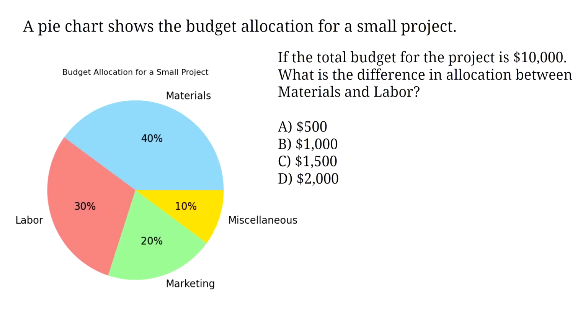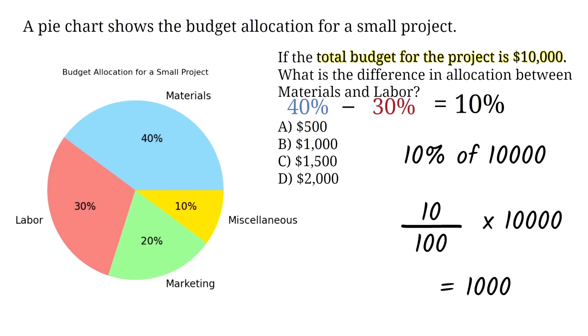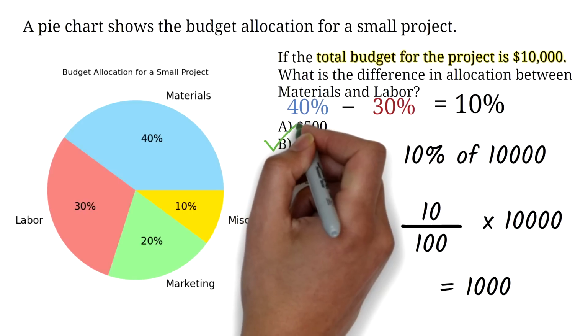I will solve it by first finding the difference in the percentages. Materials is 40% and labor is 30%. 40 minus 30 is 10. So the difference is 10%. Now, to find the amount, we do exactly the same thing we did in the previous question. The total is 10,000. We have 10% of 10,000. This is 10/100 times 10,000. This will give us 1,000. So the correct answer is B, 1,000.